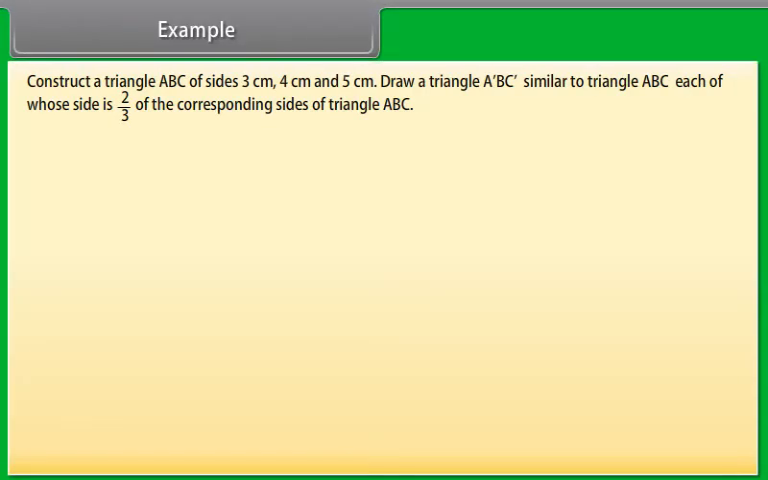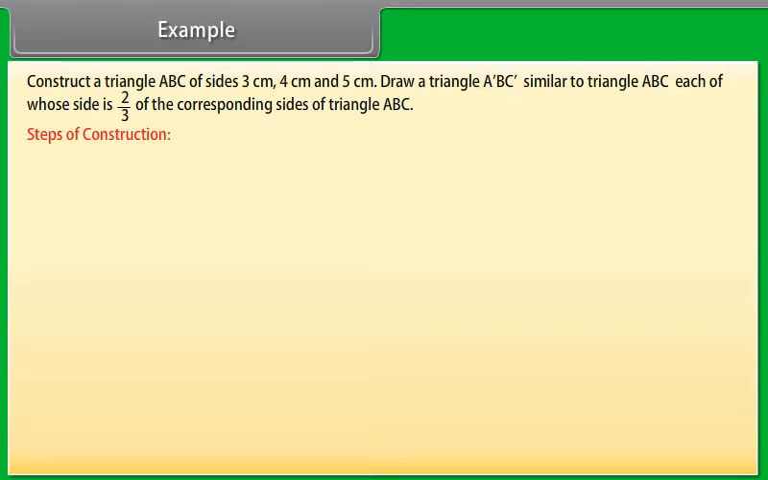Example. Construct a triangle ABC of sides 3 cm, 4 cm and 5 cm. Draw a triangle A'BC' similar to triangle ABC, each of whose side is 2/3 of the corresponding sides of the triangle ABC.